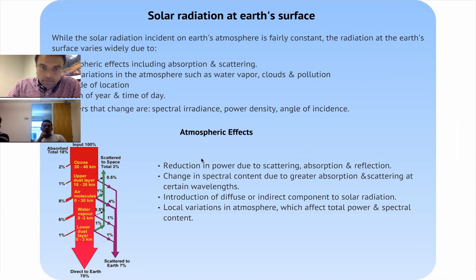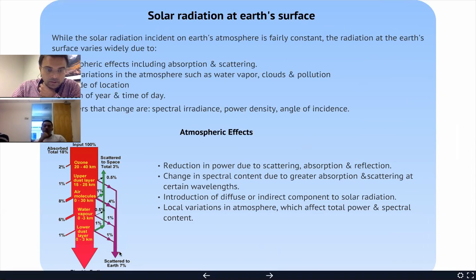Now, atmospheric effects that contribute to these changes: there is a reduction in power due to scattering, absorption, and reflection. So if you look at the input light coming in, some of the light is absorbed, which is shown by these red arrow lines on the left. Some of the light is scattered back to space by cloud or dust particles. Some of the light is scattered into Earth. And this forms the scattered or diffuse light coming back to Earth.